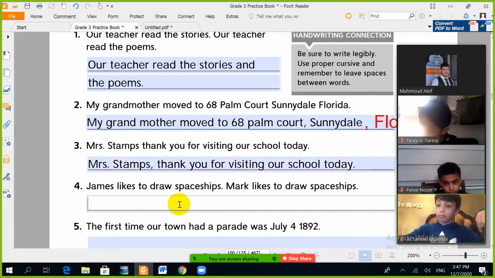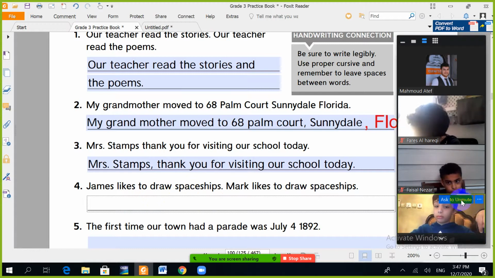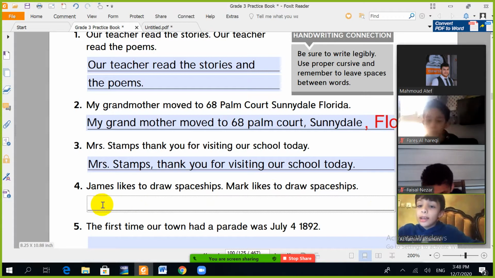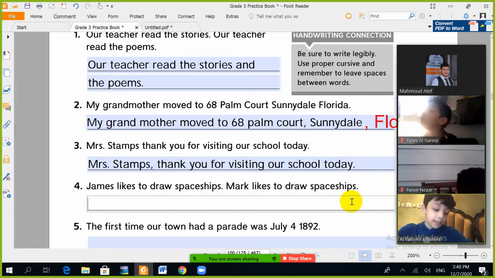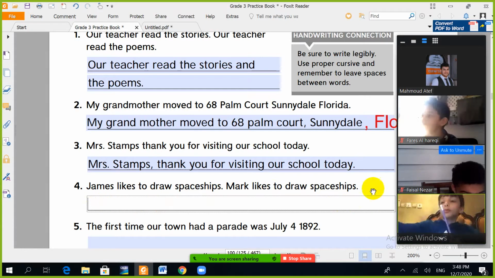So here we're going to write what? We're going to combine. What are you doing, Mohammed? Sorry, I said that late, just an accident. James and Mark likes to draw spaceships. Wonderful, that's amazing. Thanks a lot.